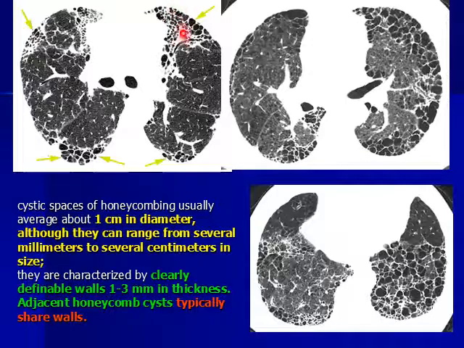As you see, this is honeycombing. But what are the criteria that can allow me to tell that these cystic spaces are honeycombing and nothing else? They average in size from 1 centimeter or above. Okay? They have walls ranging from 1 to 3 millimeters in thickness. And as you see, each cyst shares a wall with the nearby cyst. They share walls. There is no normal lung in between these cysts. This is very important.